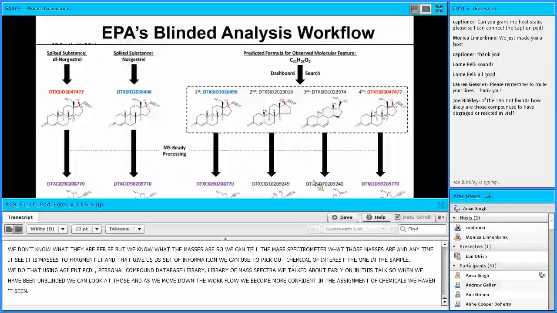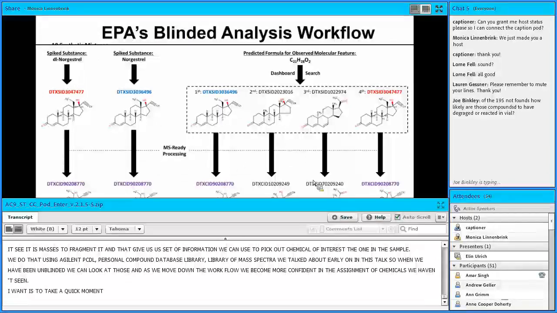I wanted to take just a quick moment to talk about the differences between DTX SIDs and CIDs. Many of you may be familiar with this already. I apologize if I'm boring you. I'll try and go through it quickly.